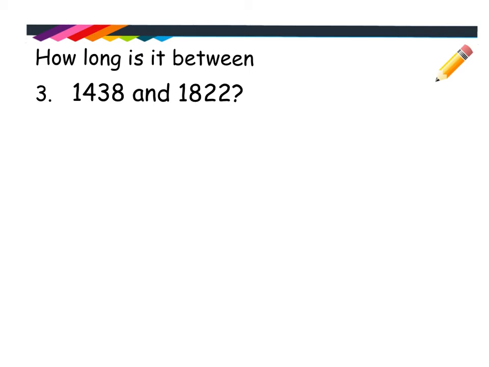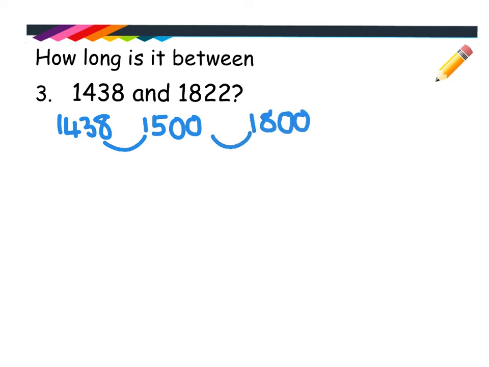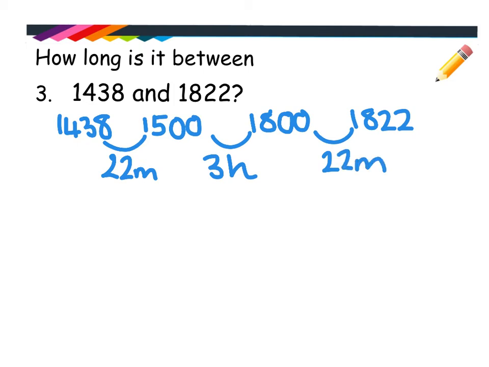So the first method, the foolproof method, we're going to go from 1438 to the next hour, which is 1500 hours. And then we're going to go to 1800 hours. And then we're going to go to 1822. And then we'll write down what each bit is. So from 38 minutes past up to the 60 at the top of the clock, that's 22 minutes. From 1500 to 1800 is 3 hours. And then we've got another 22 minutes there. So our total time is 3 hours and 44 minutes.